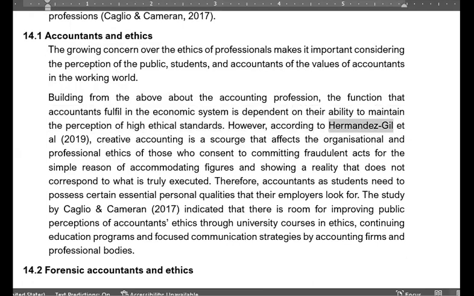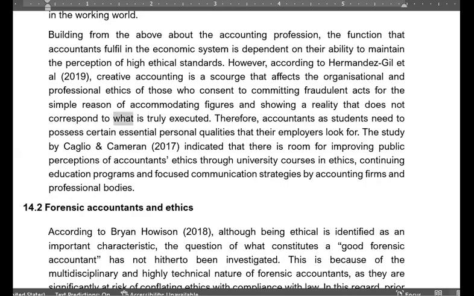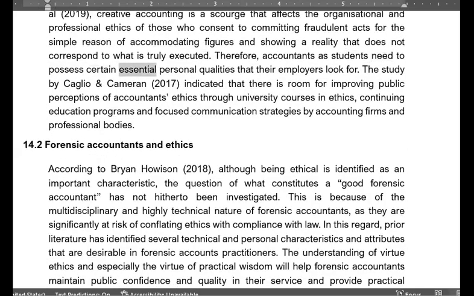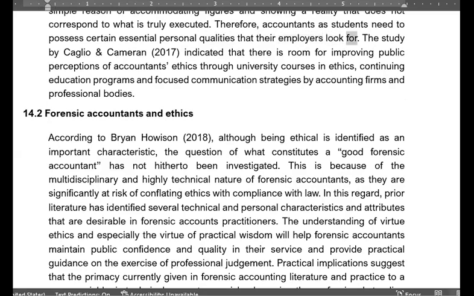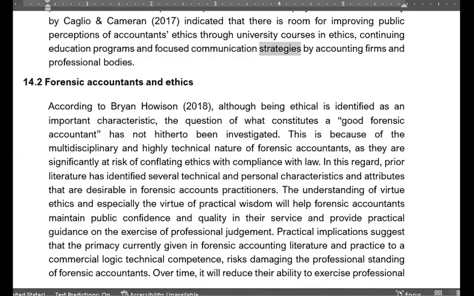However, according to Hernandez-Gil et al., 2019, creative accounting is a scourge that affects the organizational and professional ethics of those who consent to committing fraudulent acts for the simple reason of accommodating figures and showing a reality that does not correspond to what is truly executed. Therefore, accountants as students need to possess certain essential personal qualities that their employers look for. The study by Callio and Cameron, 2017, indicated that there is room for improving public perceptions of accountants' ethics through university courses in ethics, continuing education programs and focused communication strategies by accounting firms and professional bodies.